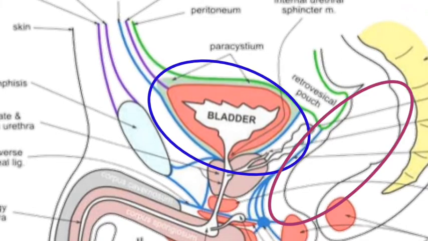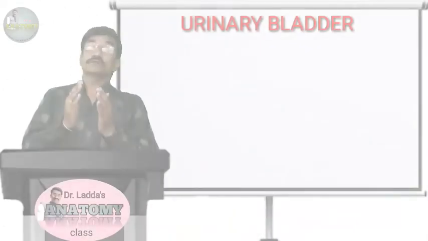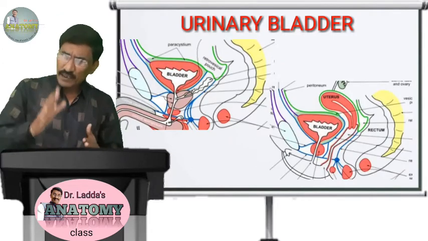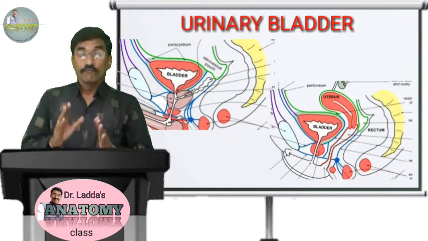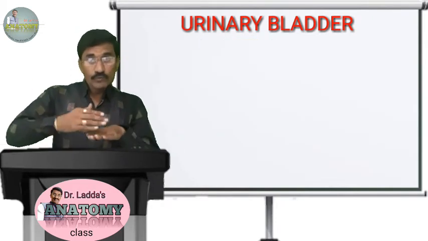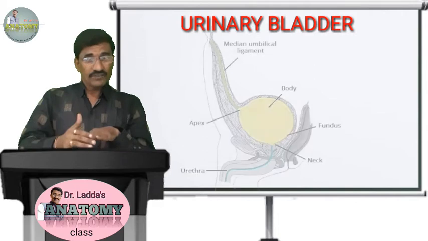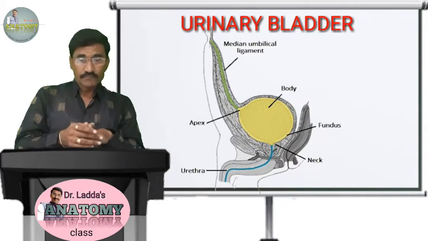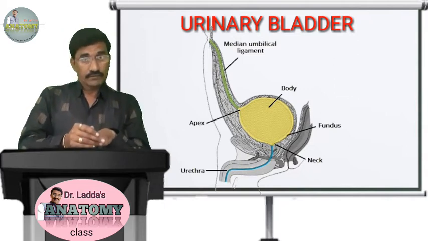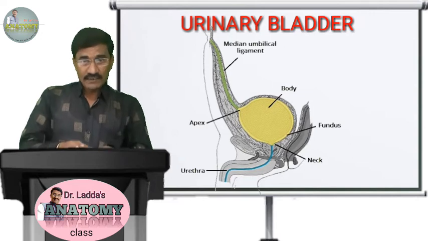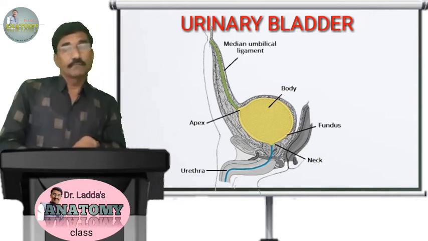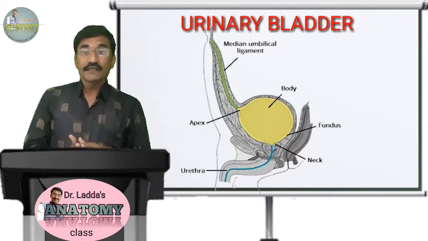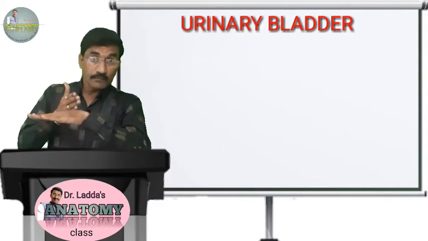While thinking about the relations, we are supposed to consider the bladder of male and the bladder of female. The relations of the male bladder and female bladder vary accordingly. Now let's move one by one. We know the apex of the bladder is attached to the umbilicus by a ligament that is called the median umbilical ligament.